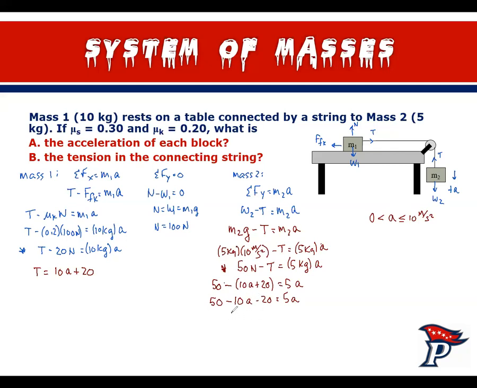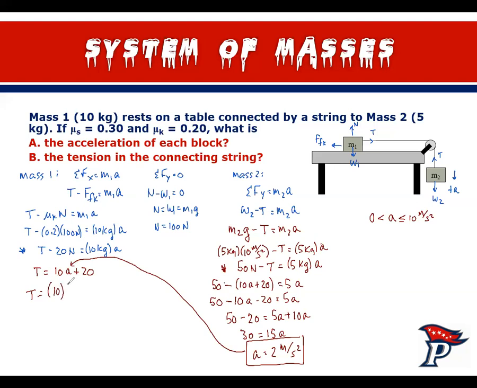So I'm going to add the 10A to the other side. Right, so it's 5A plus 10A, 30 equals 15A, A equals 2 meters per second squared. Right, this has to be between 0 and 10. And then I simply take my value for A and I plug it in right there. 10 times 2 plus 20, 20 plus 20 equals 40 newtons.